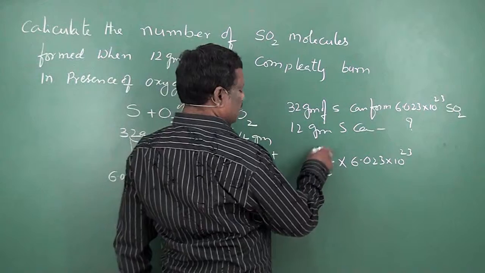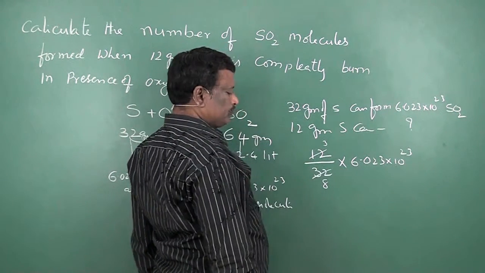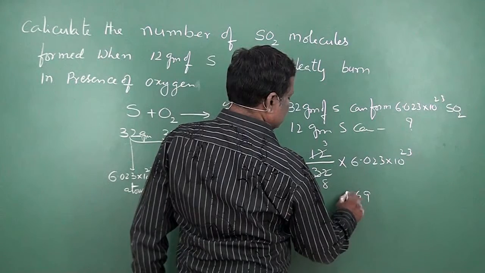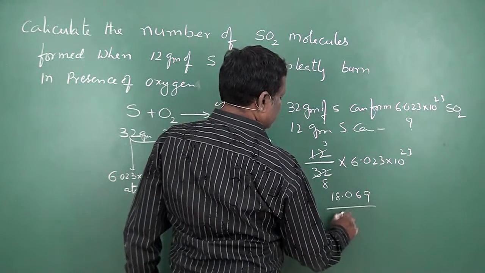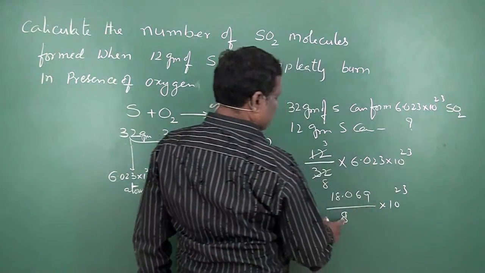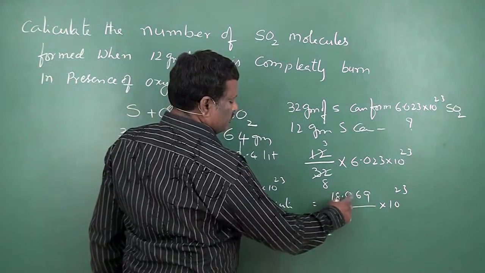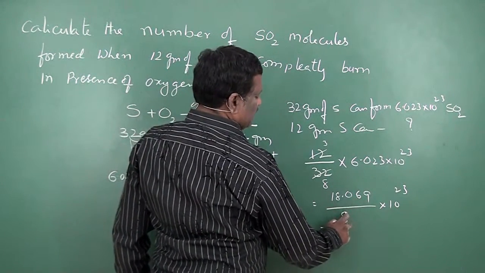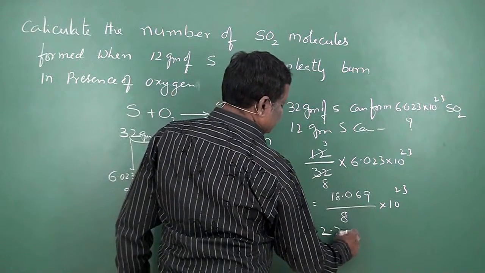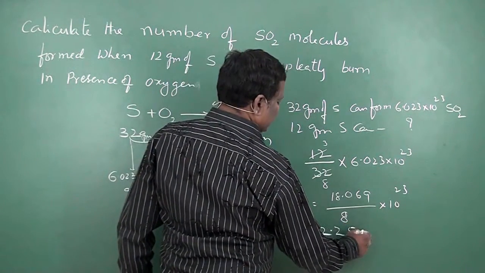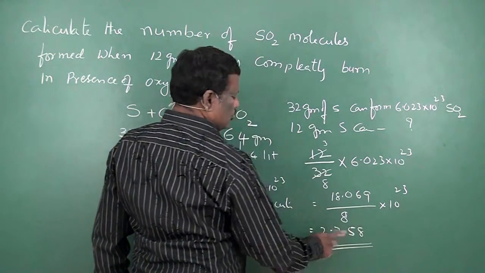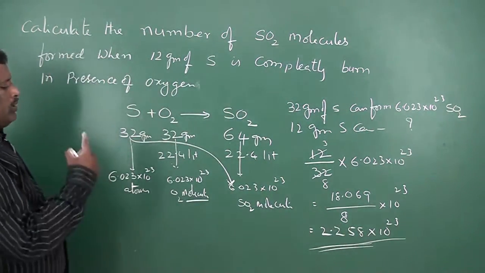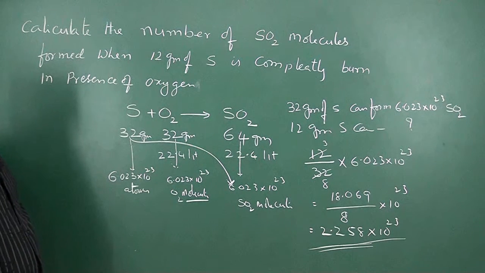So here if you take it, 3 fours, 8 fours. Multiplying it, 18.069 by 8 into 10 to the power 23. On simplifying, you will get approximately 2.258 into 10 to the power 23 SO2 molecules formed when 12 grams of sulfur was completely burned in presence of oxygen.